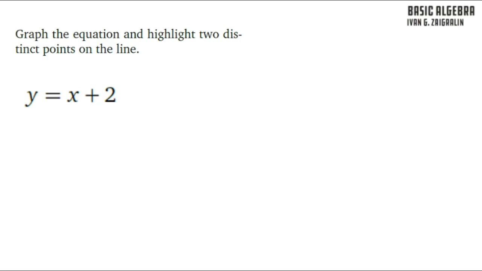In this video we're going to solve some algebra problems about graphing linear equations. So let's start. The question is: graph the equation and highlight two distinct points on the line. The first equation, y equals x plus 2, and we need a Cartesian graph.